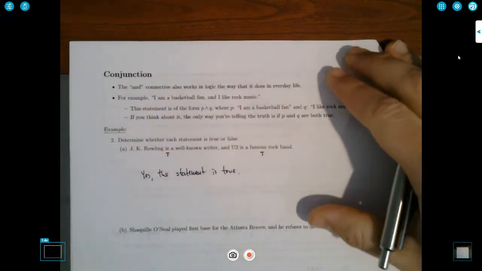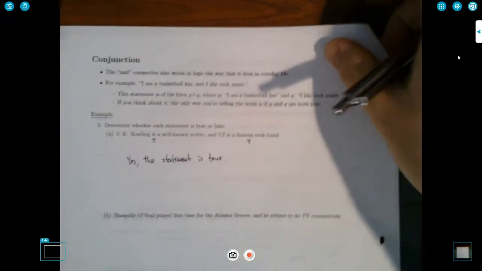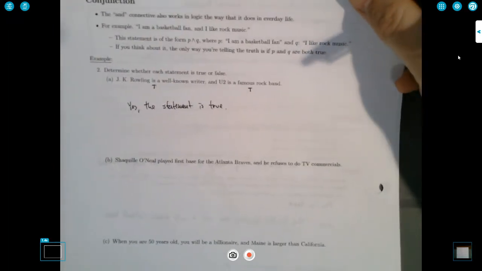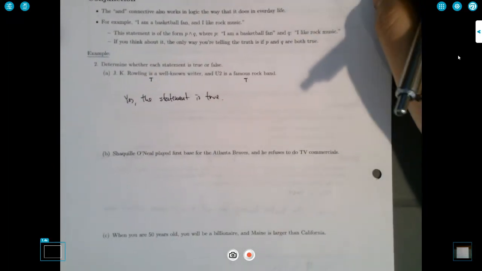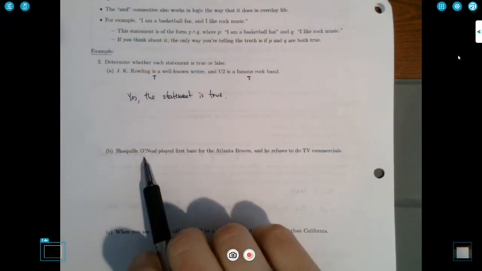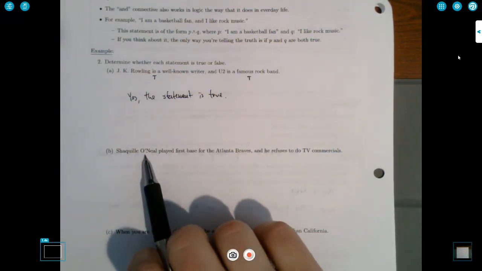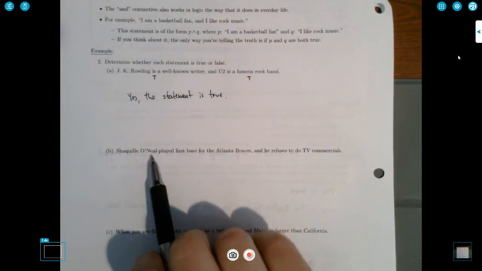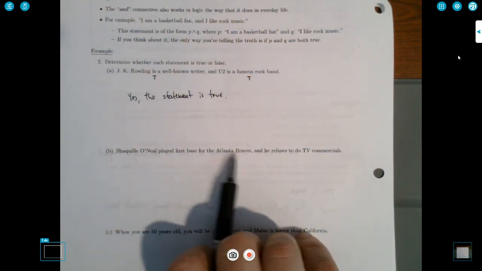Okay. What about the next one? It says Shaquille O'Neal played first base for the Atlanta Braves, and he refuses to do TV commercials. This statement is false, right? So Shaquille O'Neal was a basketball player, right? So he did not play first base for the Atlanta Braves. He didn't play baseball, right?